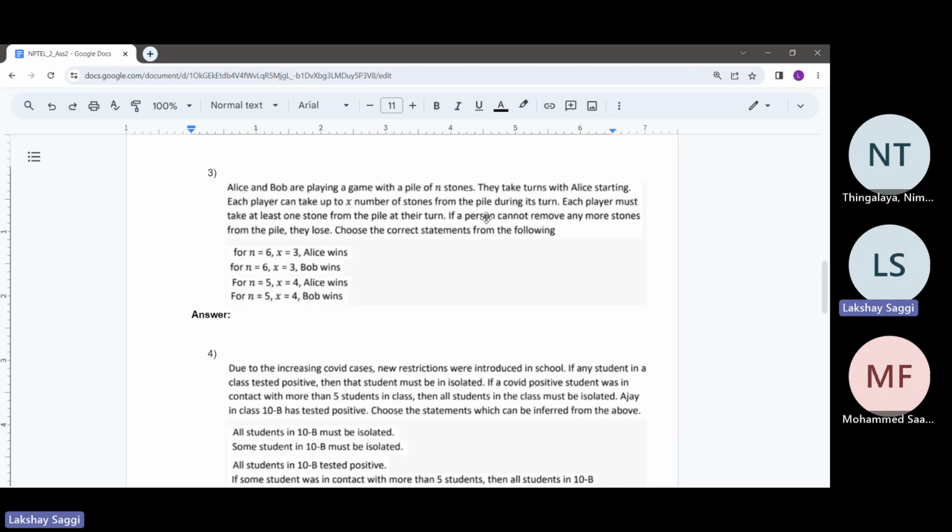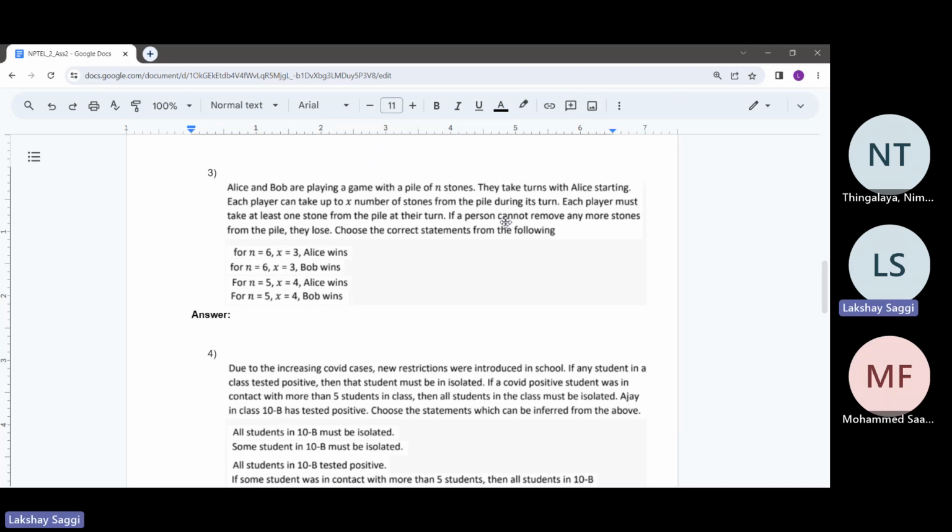If a person cannot remove any more stones from the pile, they lose. So when can a person not remove any more stones from the pile? When there are 0 stones left, right? So suppose there was only one stone initially in the pile, and Alice is starting, so Alice takes away the one stone. Then there are 0 stones left. So Bob cannot pick any stone from the pile. So Bob loses and Alice wins.